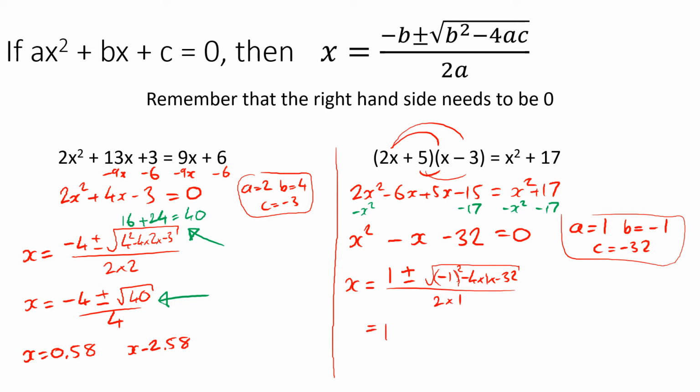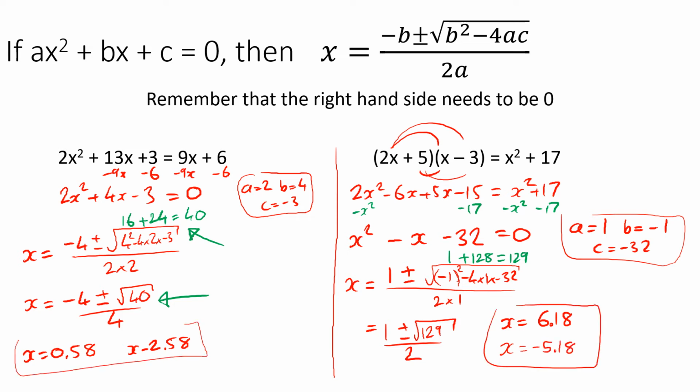Can we simplify that? Yeah, a little bit, so let's work it out. Minus 1 squared is positive 1. 4 times 1 times minus 32 is going to give us plus 128, so that's going to give us 129 in the square root, all over 2, and let's just type them in. You should get 6.18 and minus 5.18 as your answers.